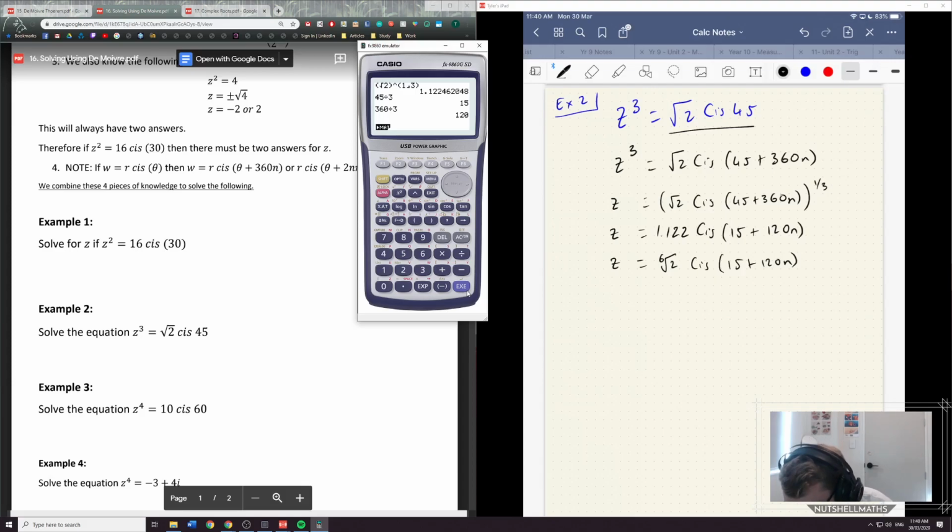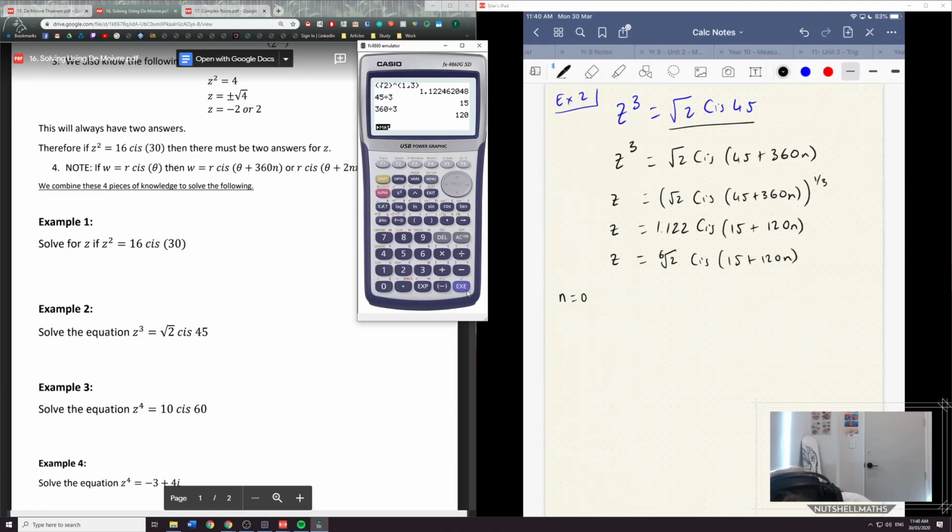Right? Now, let's have a little looky at this. If n equals 0, then what are we going to get? z equals the 6th root of 2 cis 15, right? That's always going to be your first one.